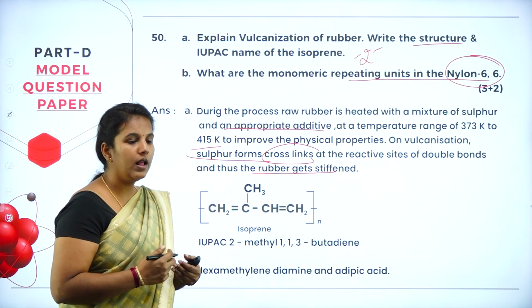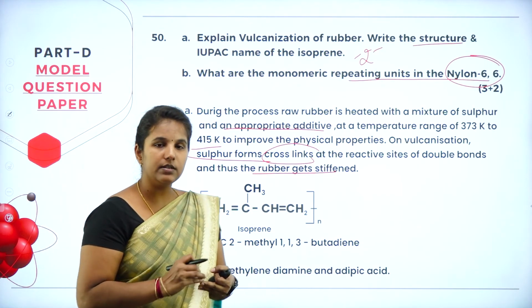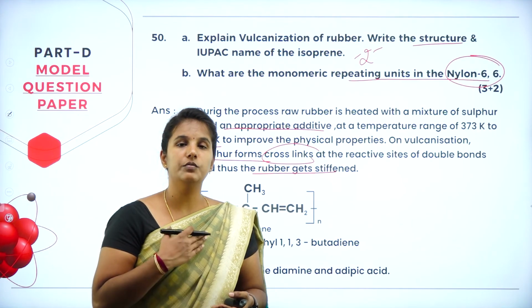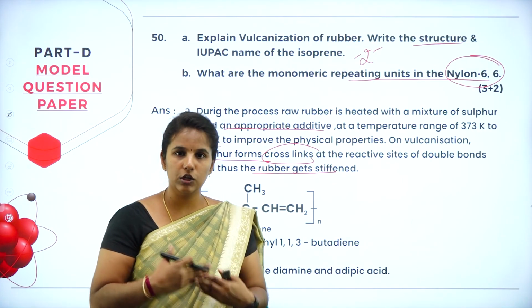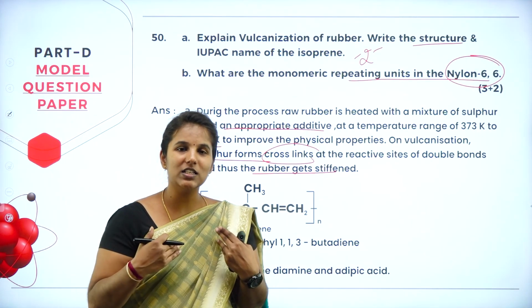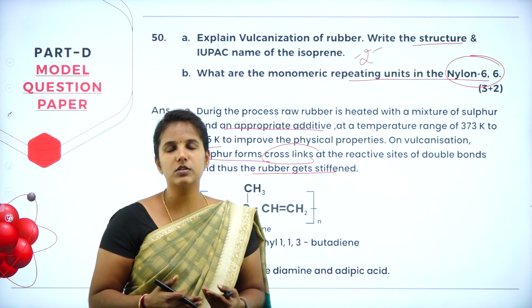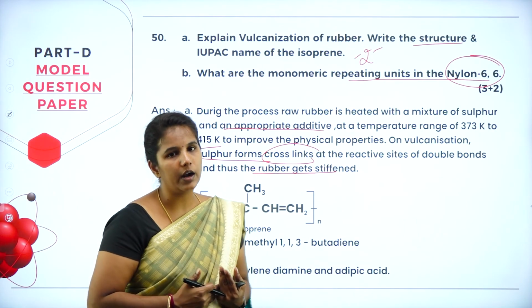Vulcanization. Always remember, during this heating process of rubber, they add sulfur also, which is the additive that forms cross linkages in the normal rubber. So if the cross linkage is more in that polymer, obviously it will become more stiffened and very hard also.